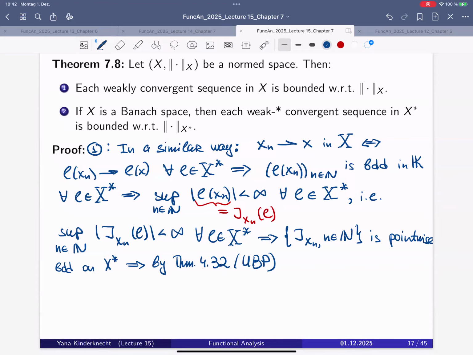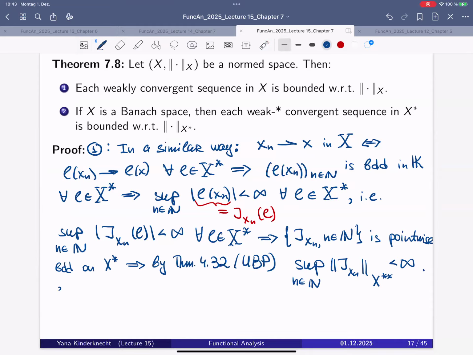We obtain that the supremum over all n in N of the norms of Gxn in this space is finite. Okay. Everything is clear so far? Yes.